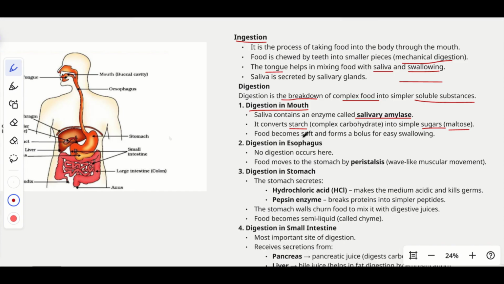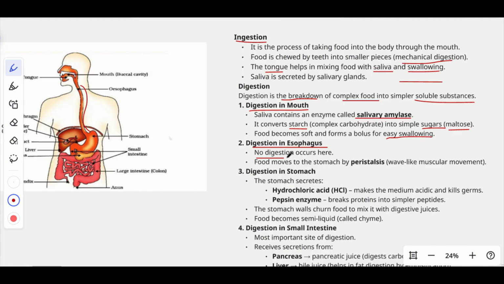Then the food becomes soft and forms a bolus. It is a kind of soupy nature. Instead of thick contents, it becomes much smoother, soft and smooth, so that it is very easy for us to swallow. Then we have the esophagus. The second step is the esophagus. What is the function of the esophagus? Digestion in the esophagus.